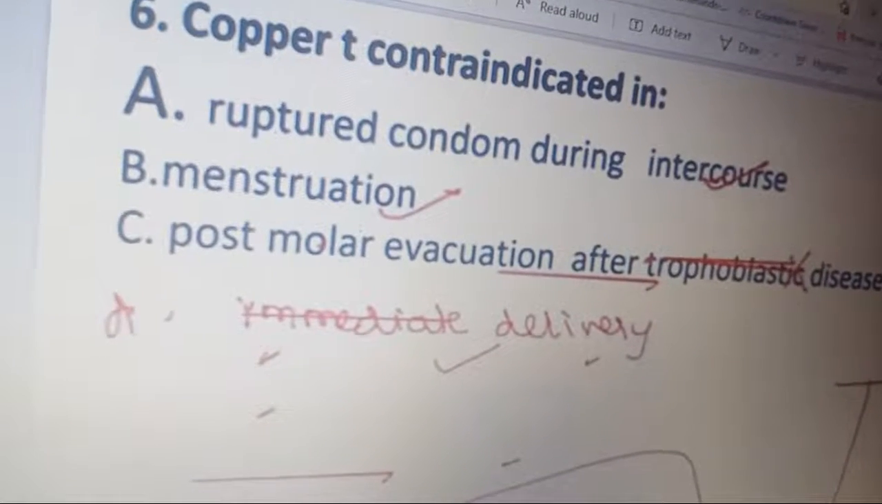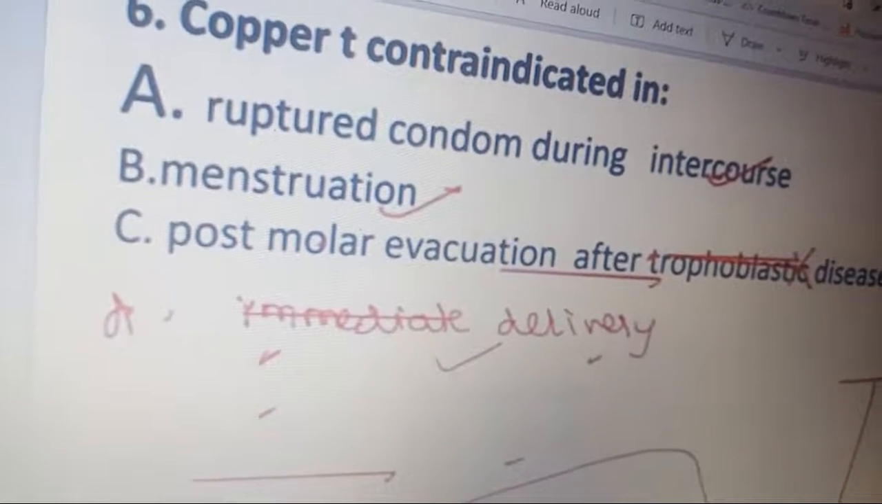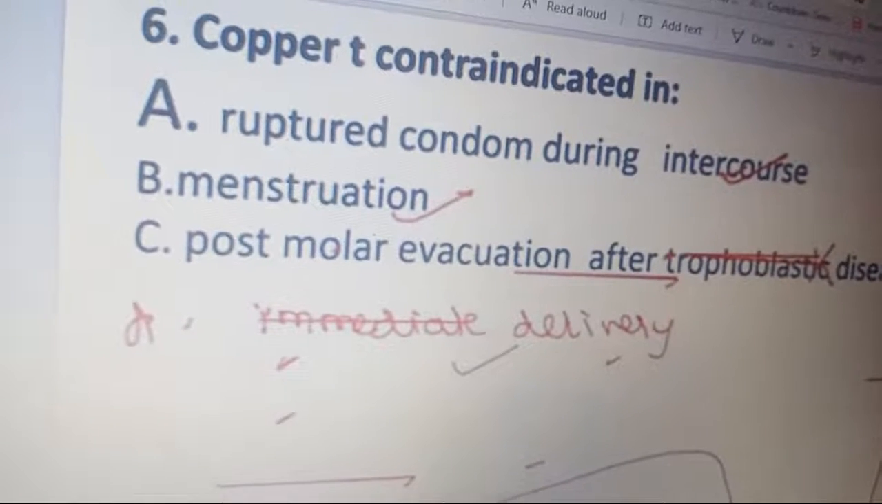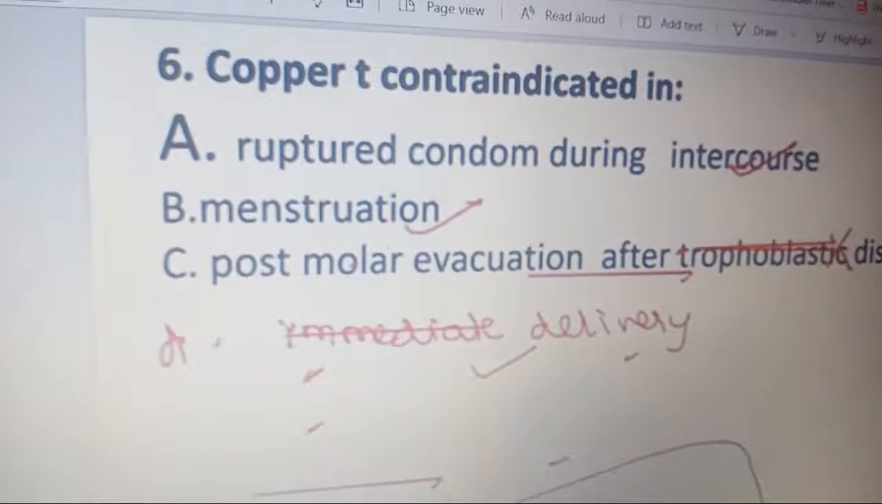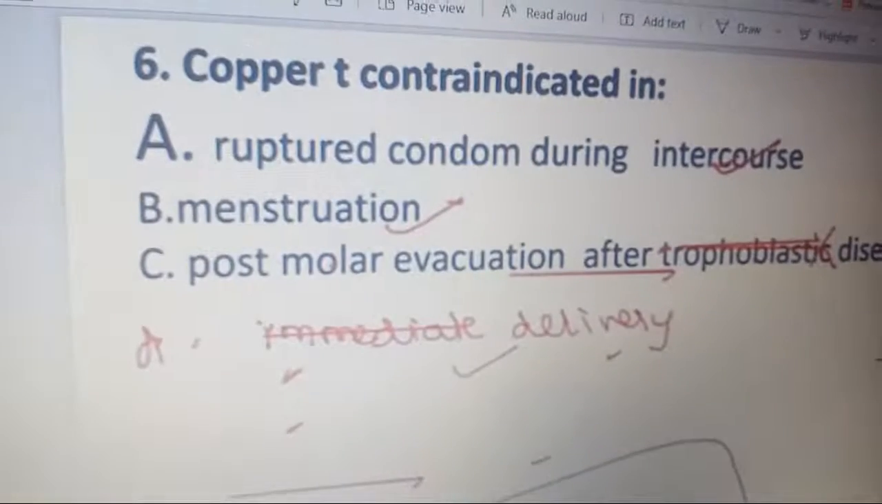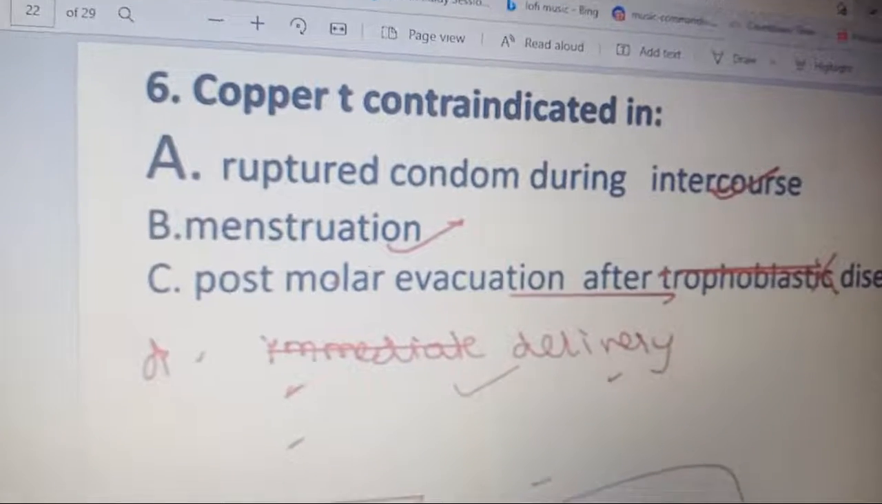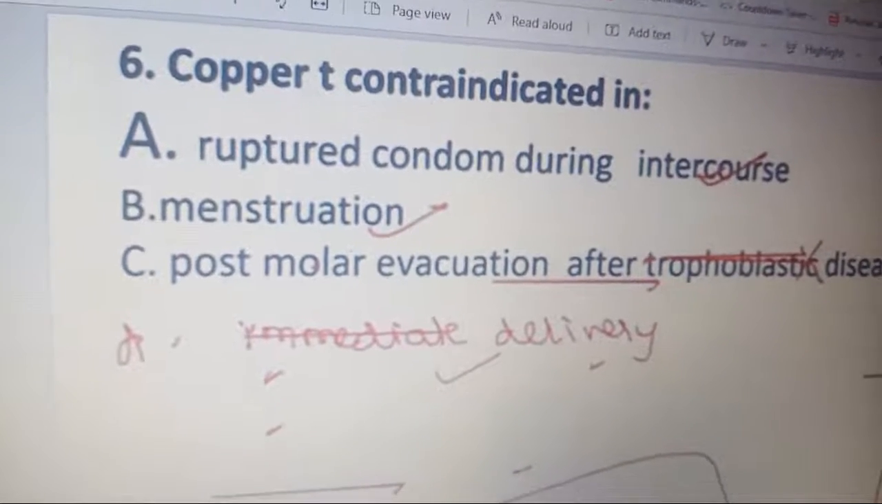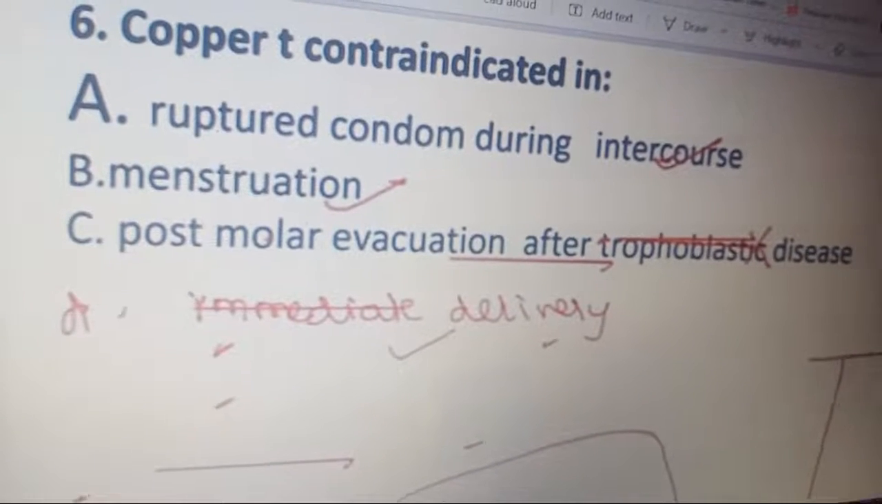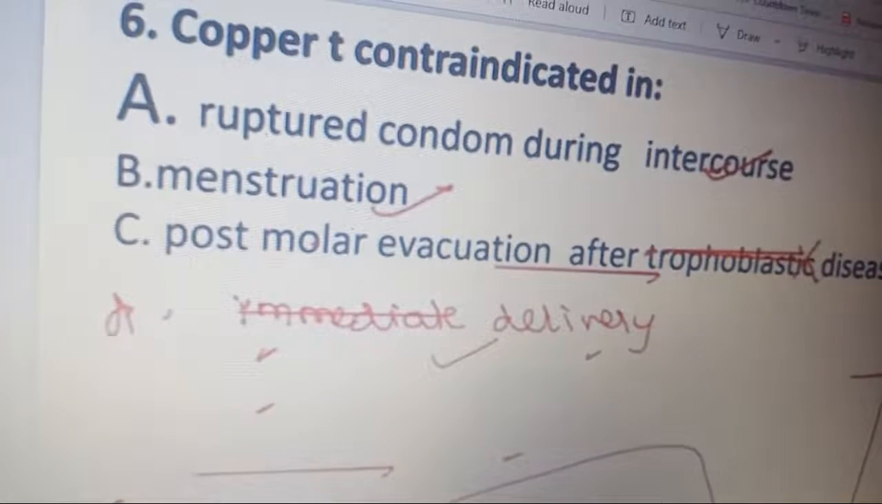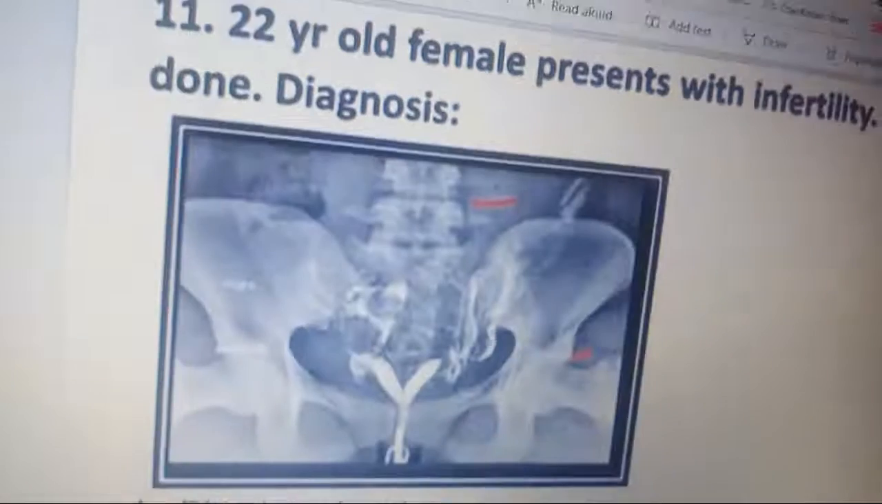Copper T is contraindicated in which condition? Rupture of condom during intercourse. So it is emergency contraception, so it is inserted in that. For menstruation we are also giving that. For post-molar evacuation after trophoblastic disease it will be the answer. Immediate post-delivery we are also giving it.